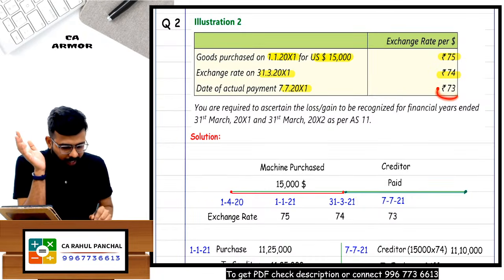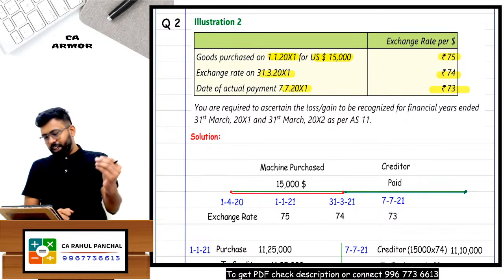The payment is made here. And at that time, the rate prevailing in the market was 73.